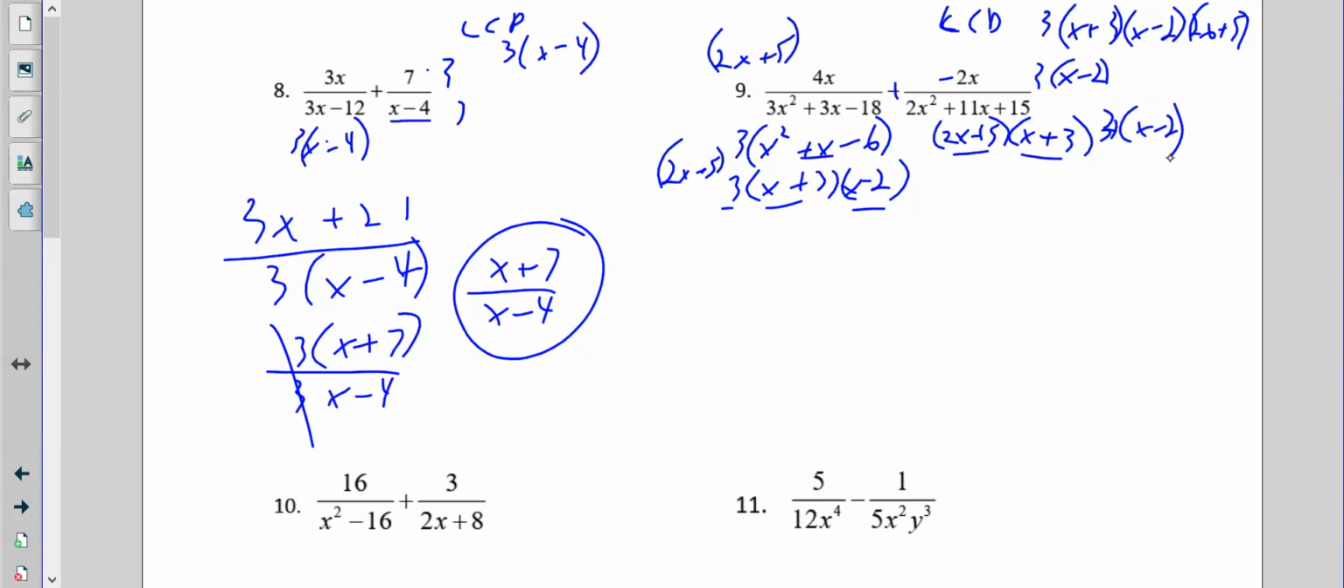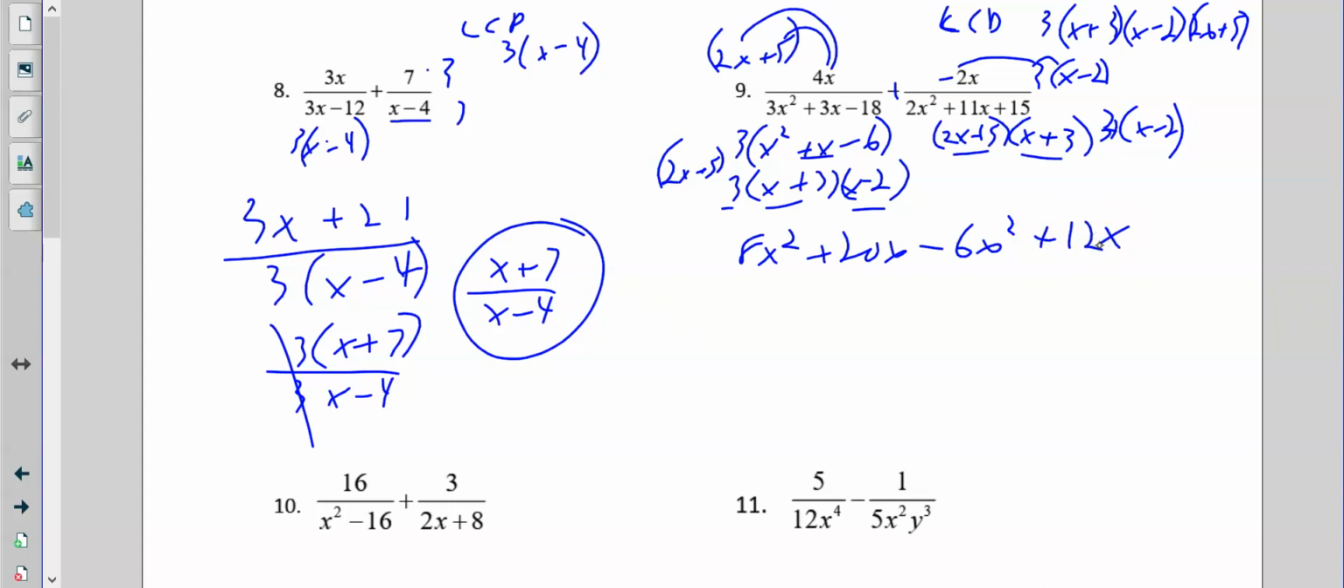So be very careful. So on the top, basically on the left, all I have is 4x times this and this. So that's 8x squared plus 20x. Over here, be careful. I have the negative 2x times the 3 times the x minus 2. You might want to think about this first and think about that being negative 6x and then send that in. So negative 6x times x is going to be negative 6x squared. And then negative 6x times negative 2 is going to be plus 12x.